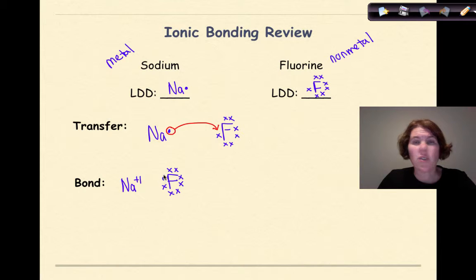I'm going to make it different. You don't have to, but I'm going to make it different to say, look, I'm from sodium. Then have the brackets around it and an overall charge of -1. This is the ionic bond. This is the positive-negative force of attraction that occurs between these two ions that we've now formed.